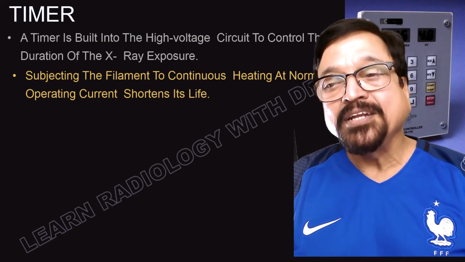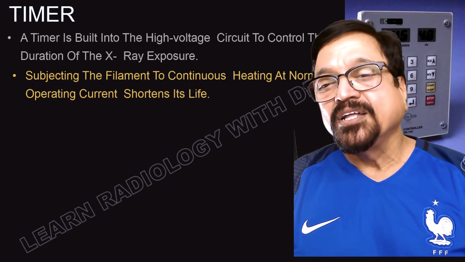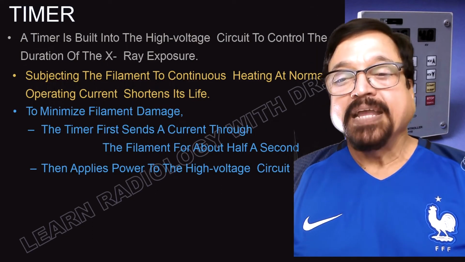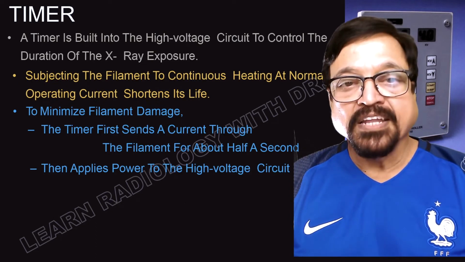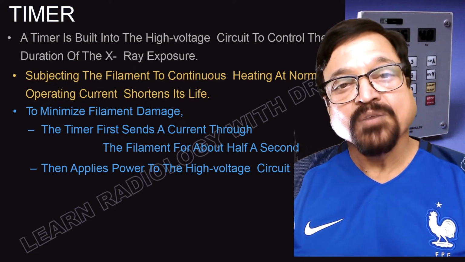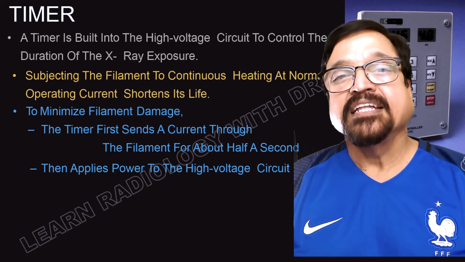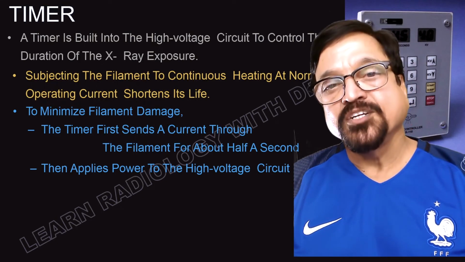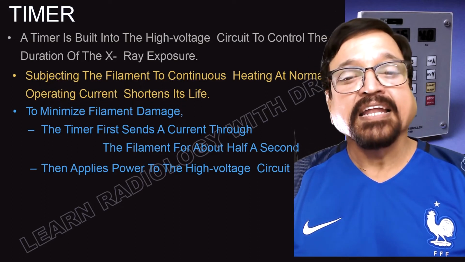Subjecting the filament to continuous heating at a normal operating current shortens its life. Now try to understand this. To minimize filament damage, the machine will be kept on only when required. When not required, the machine will not be kept on, that is, X-ray will not be produced. It will give better control over the situation, and the timer will save both. It will save electrical energy and wastage of X-ray also, and it will give a correctly required exposure.